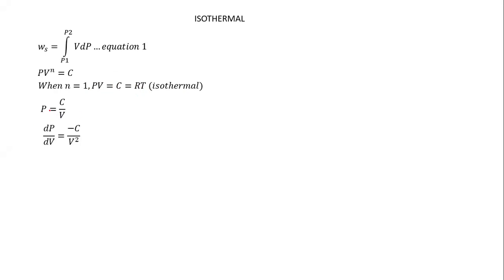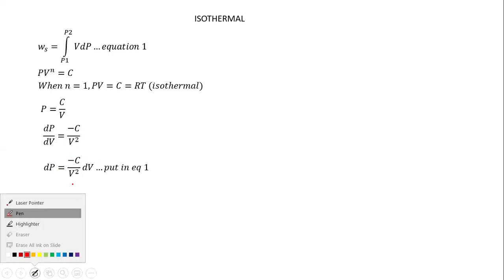Now I can make P the subject and get C over V. Then if I differentiate with respect to V, if I find dP/dV, I'll have this expression. I know we are all familiar with differentiation, so we don't have to teach differentiation here, right? But then I can make this V to the power minus 1. Then I'll differentiate and have minus 1 times C V to the power minus 2. Then I can simplify it further to this. Then I can make dP the subject, so I'll have minus C over V squared dV.